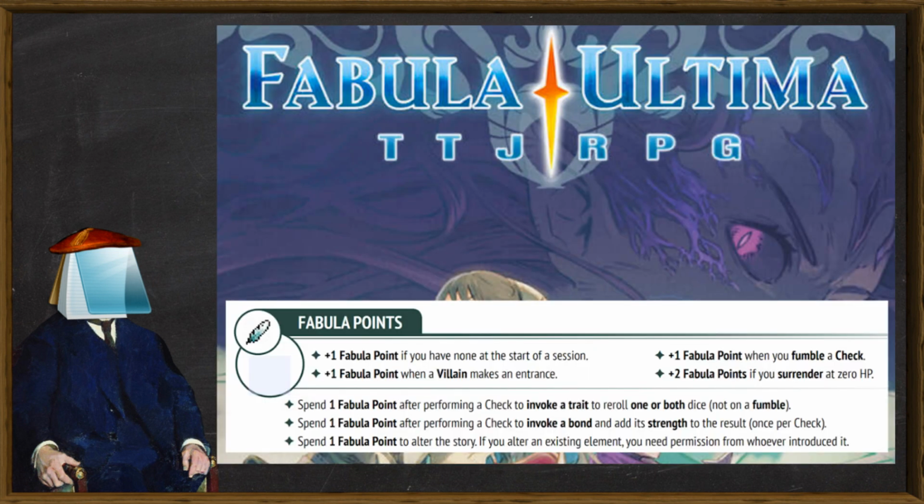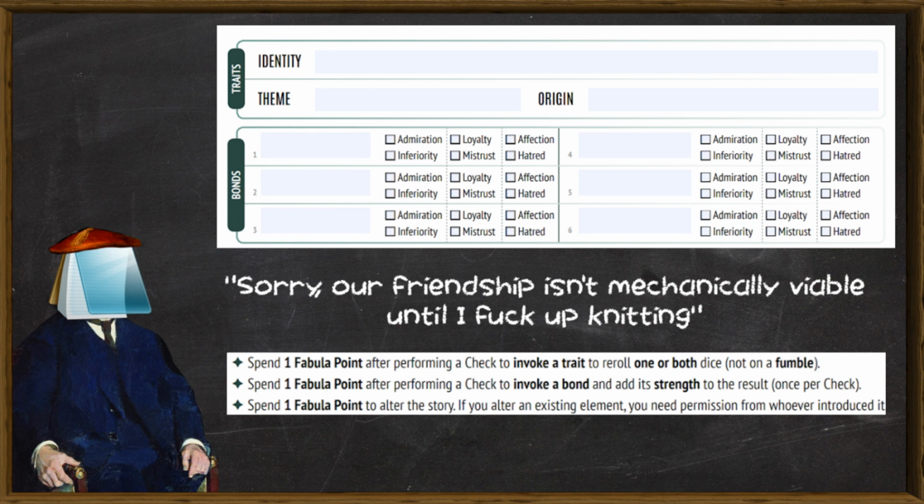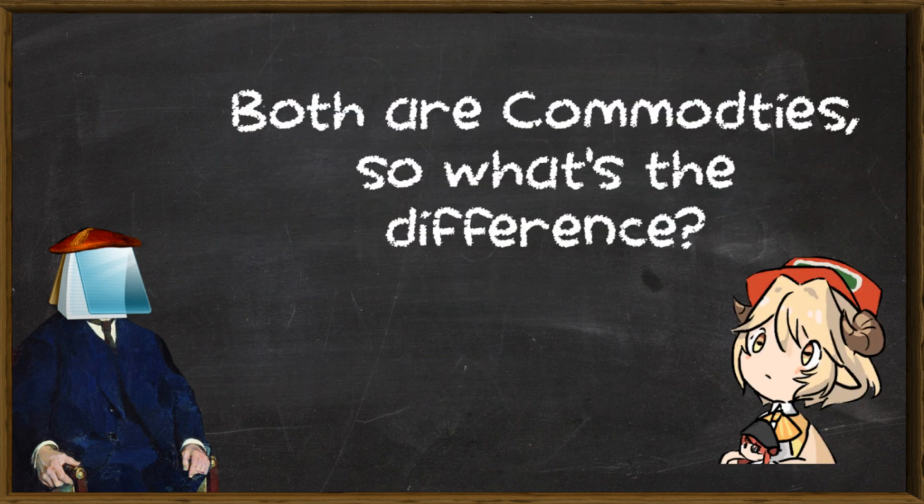A less well-developed idea is Fabula Points from Fabula Ultima. Fabula Points are fairly consistently gained, often through botching rolls or playing the game. Entire sections of your character, though, such as history and relationships, are actually locked behind the use of these Fabula Points, forcing the PC to acquire them to actually use their character as they are. So what's the difference between these two?